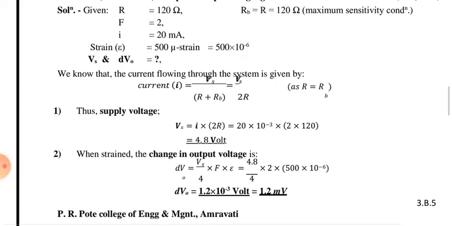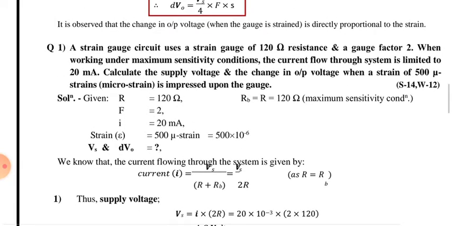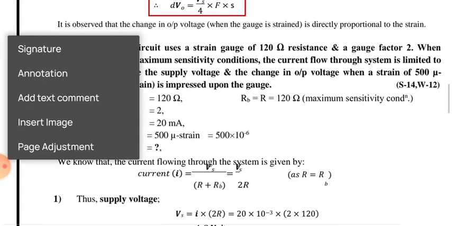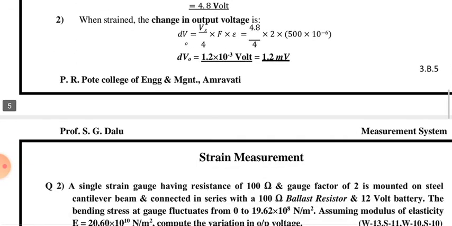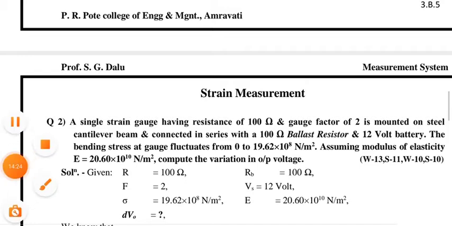This numerical is asked for 5 to 6 marks in the university exam. It was asked in summer 14 and winter 12. It is a simple numerical, only two steps, which is asked for 6 marks.